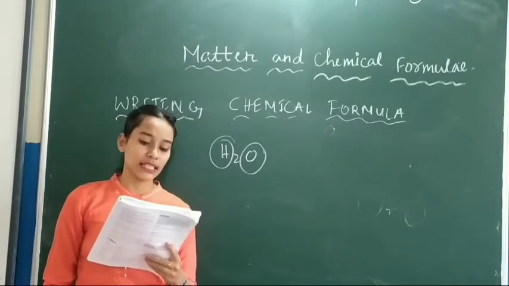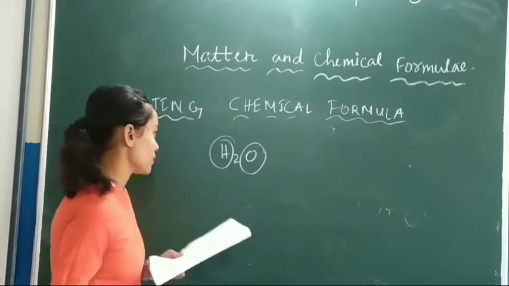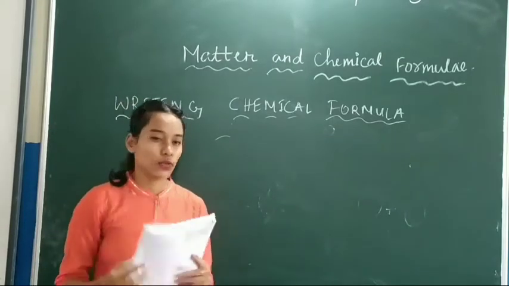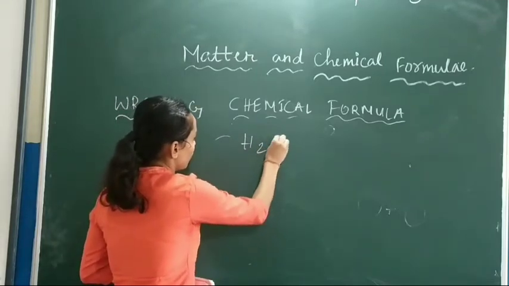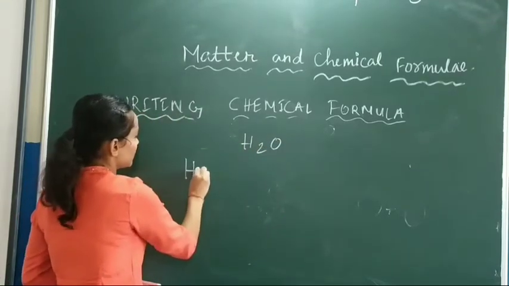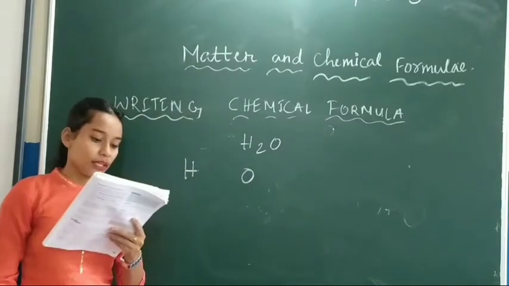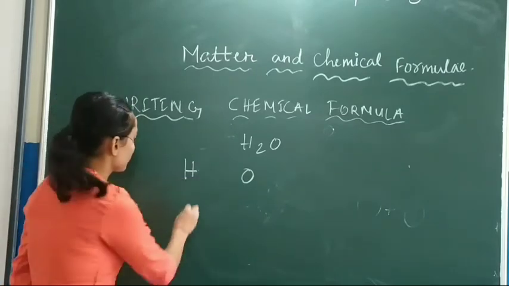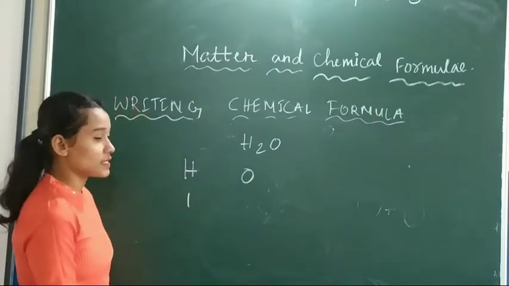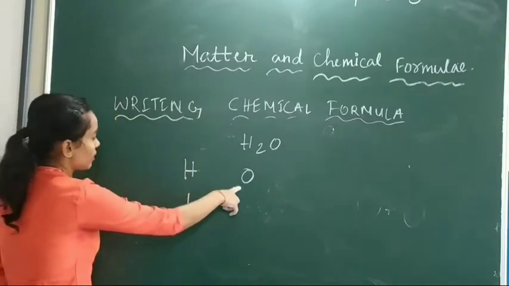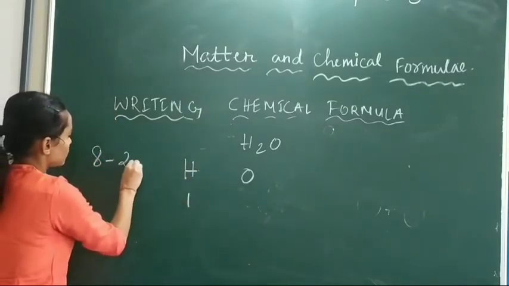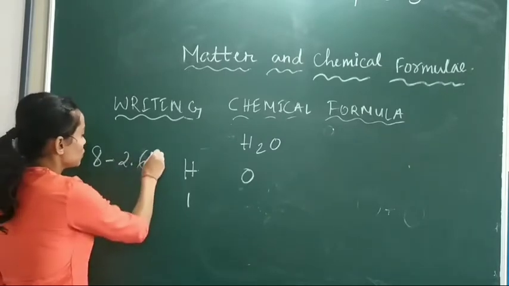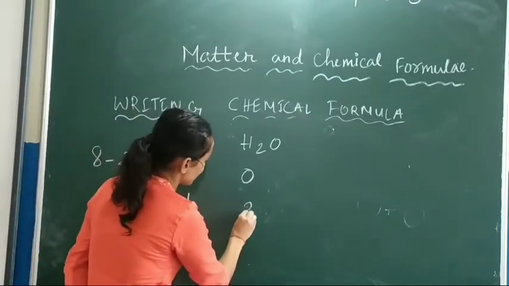Now the steps for writing the chemical formula of a substance are as follows. First of all, write the symbol of all constituents. Suppose H2O. What are the elements present here? Hydrogen and oxygen, isn't it? Now, write the valency of each constituent below it. What was the valency of hydrogen? 1, isn't it? What was the valency of oxygen? What was the atomic number of oxygen? 8. So in the first shell there will be 2 electrons, in the second shell there will be 6 electrons, isn't it? So how many more does it require? 2 electrons are required. So the valency is 2.